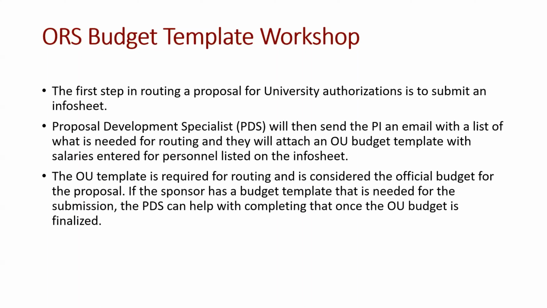The PDS will send an email to the PI with a list of what is needed for routing, and there will be a budget template attached. The personnel shown on the info sheet and their salaries will be listed on the template, and it's important to use this budget template as opposed to any other previous versions because it has the current rates for fringe, tuition, and IDC.